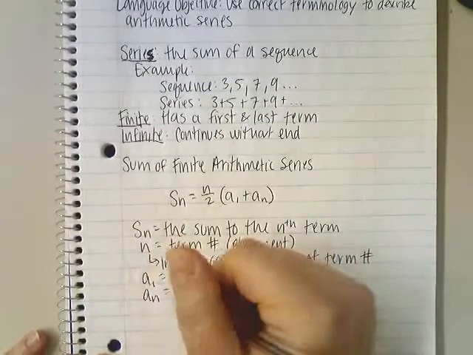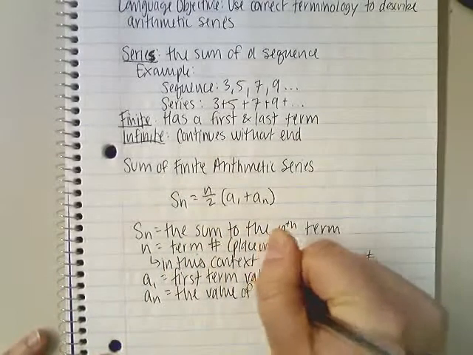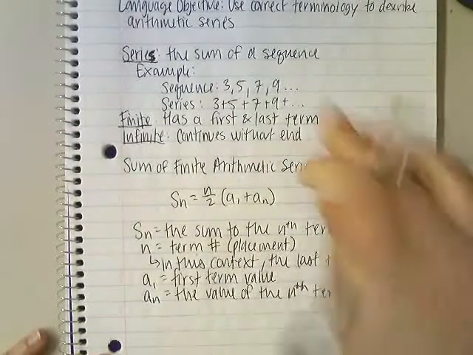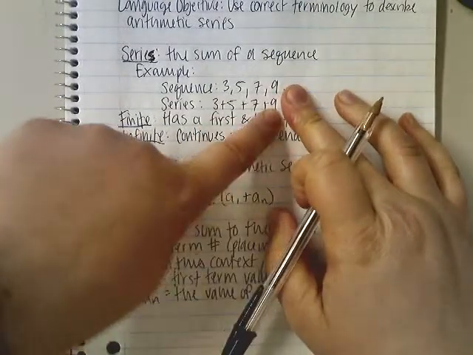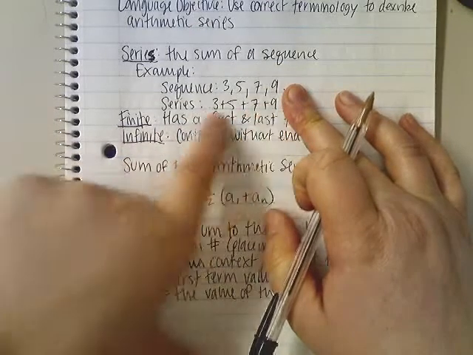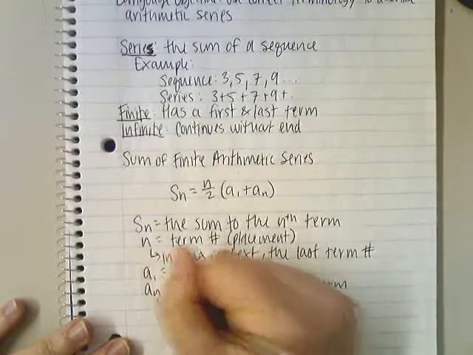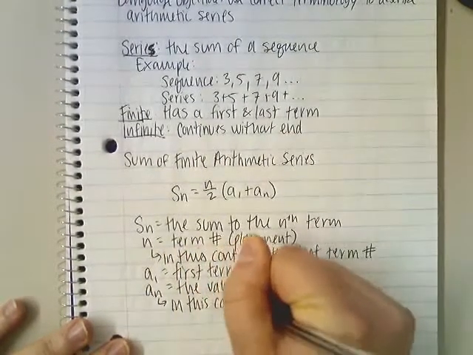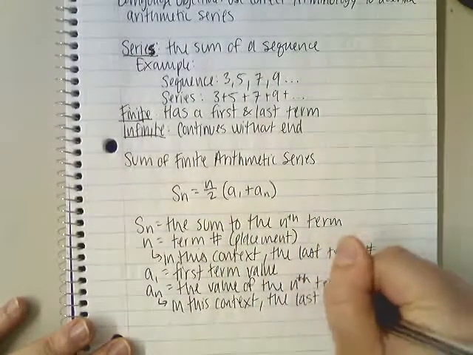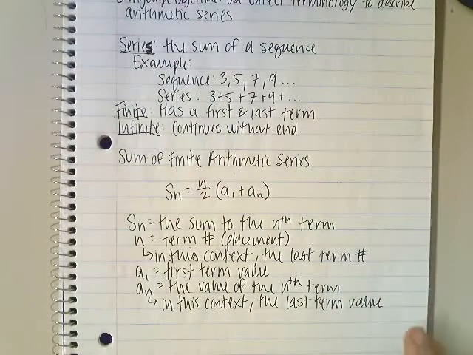An is going to be the value of the nth term. So if we pretended that this list stopped here, an would be 9 because it's the value of the last term, but n would be 4 because it's the 4th term in the list. So in this context, similarly, it's the last term value. All right, so that's our formula.